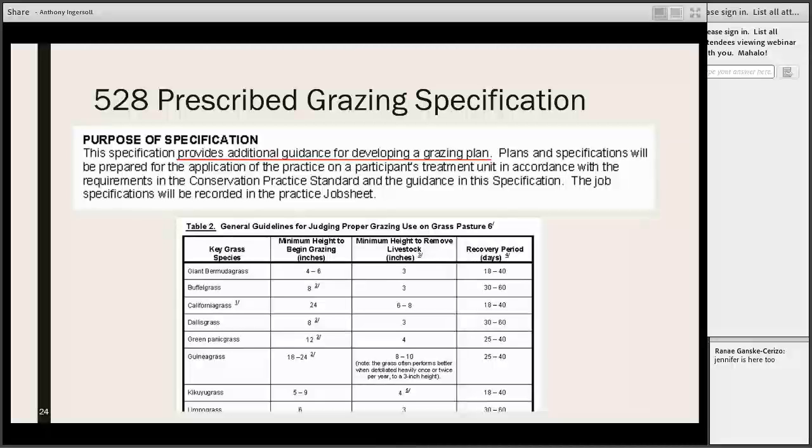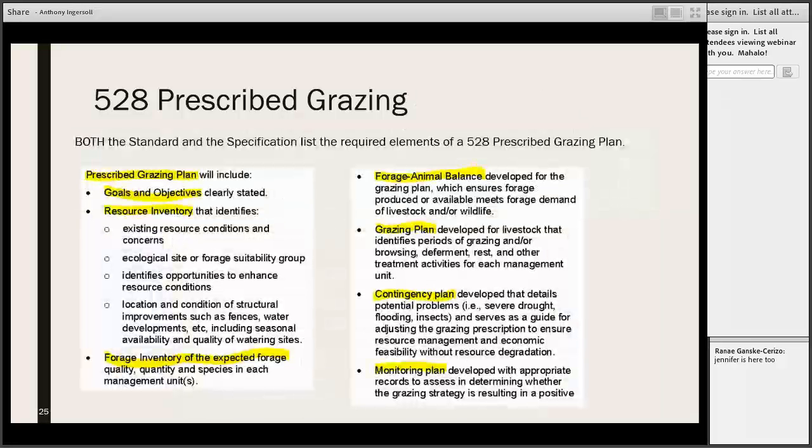So let's take a quick look at the spec. The purpose of the spec is to provide additional guidance for developing a grazing plan. Okay, great. Some of the things included in the spec is useful information on stuff like utilization rates and guidelines for stubble heights and recovery periods. A lot of good information in the spec. The job specifications will be recorded on the practice job sheet.